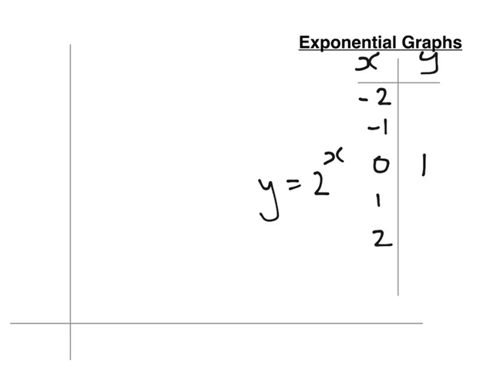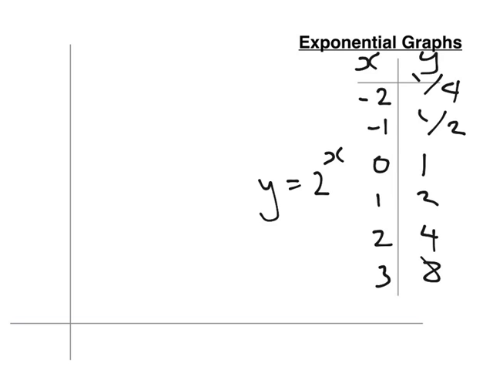Anything to the power 0 is 1, so 2 to the power 0 is 1. 2 to the power 1 is 2. 2 squared is 4. 2 cubed is 8. On the negative side, well, we just looked at that. 2 to the power negative 1 is 1 over 2, which is a half. And 2 to the power negative 2 is 1 over that, which is a quarter.